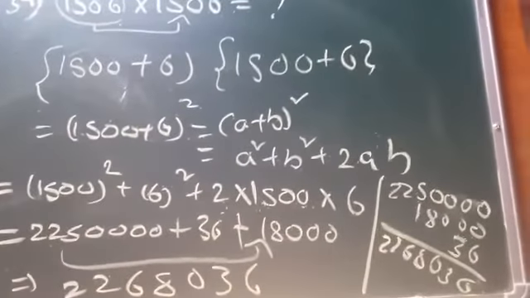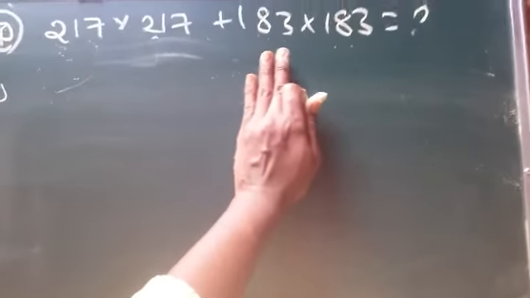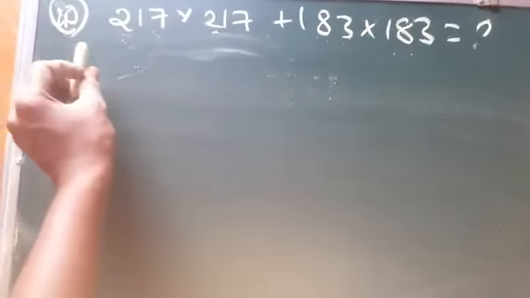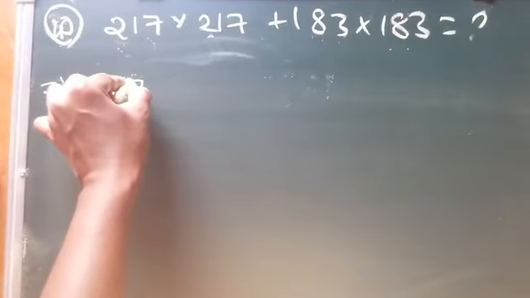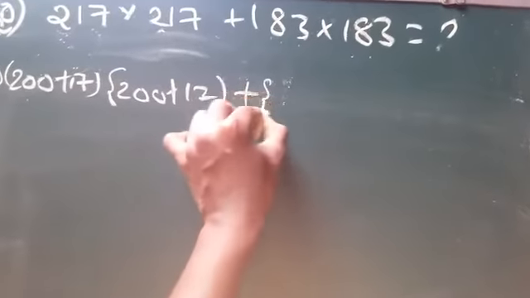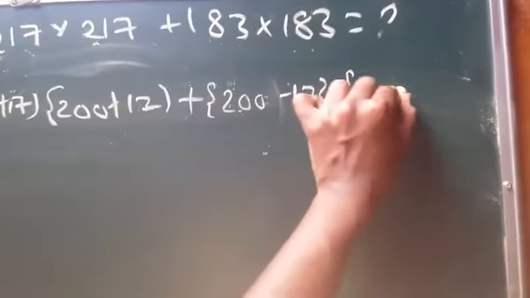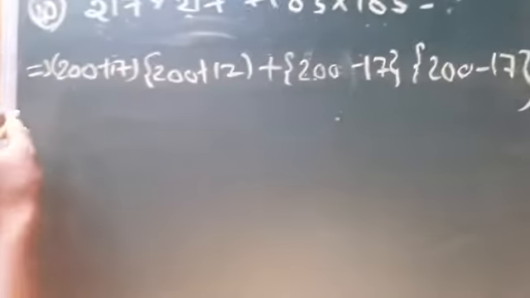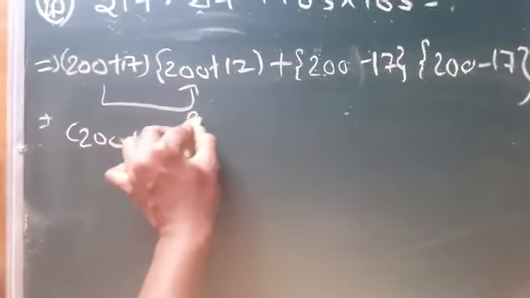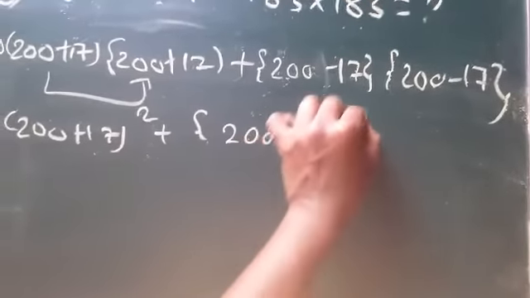1506 whole square. See the last question in this video: 217 into 217 plus 183 into 183. Observe the given question. 217 can be written as 200 plus 17 into 200 plus 17, and 183 can be written as 200 minus 17 into 200 minus 17. Again we can write it as 200 plus 17 whole square plus 200 minus 17 whole square.